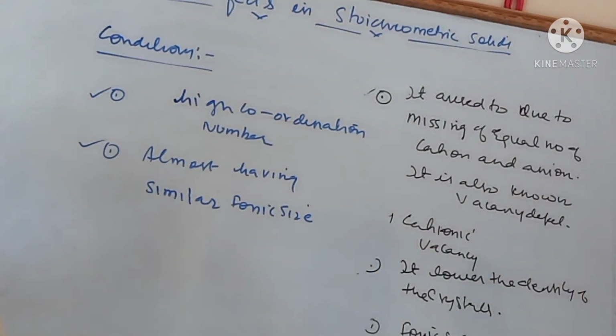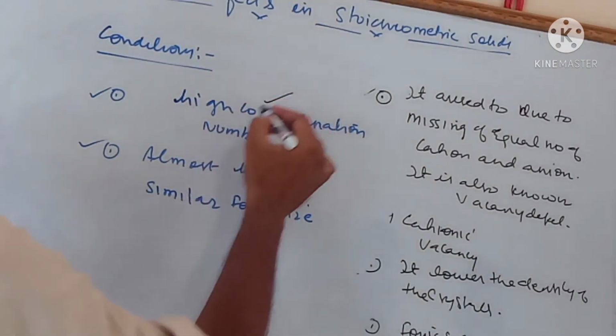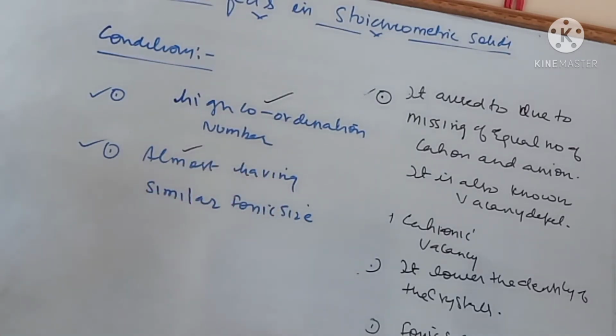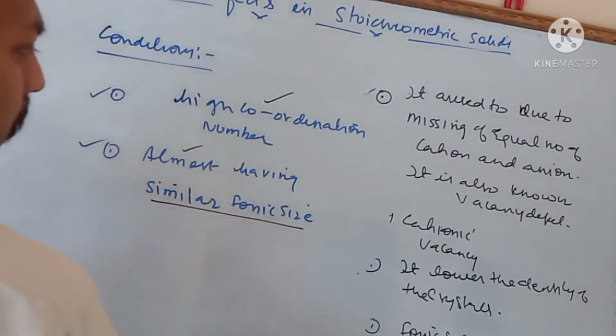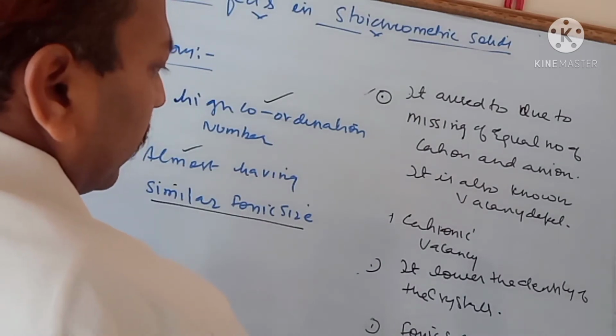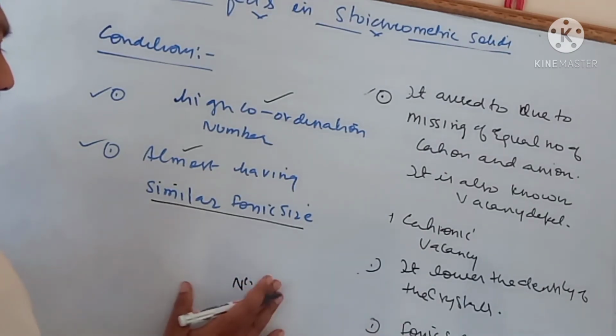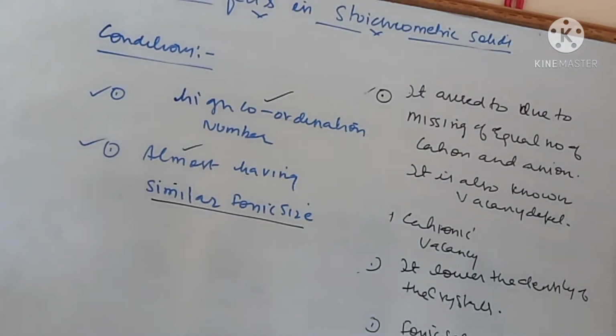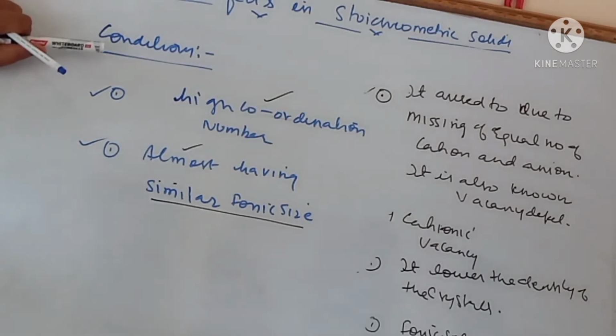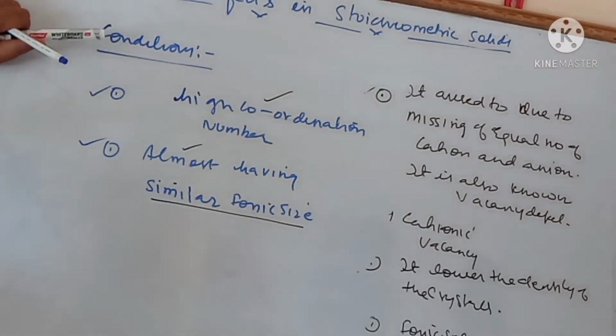Number one, high coordination number. Second case, almost having similar ionic sizes. Okay, so these types of substances have equal numbers of cations and anions, right, with the same ionic sizes. So this is the information about the conditions for the Schottky defect.